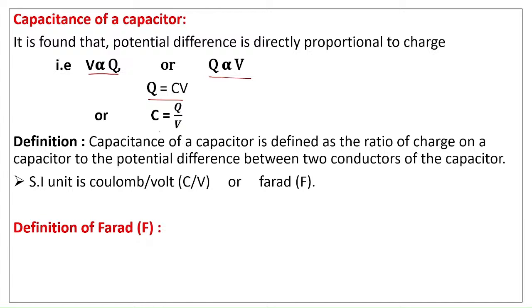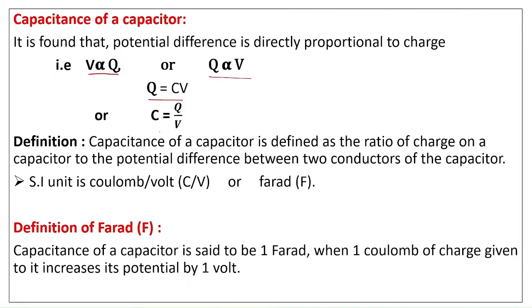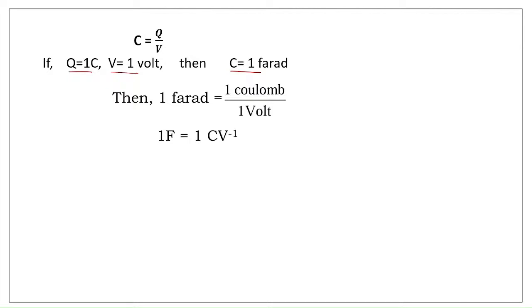Next, definition of farad, denoted by capital F. Capacitance of a capacitor is said to be 1 farad when 1 coulomb of charge given to it increases its potential by 1 volt. That is, C is equal to Q by V. If Q is equal to 1 coulomb, V is equal to 1 volt, then C is equal to 1 farad. Then, 1 farad is equal to 1 coulomb by 1 volt. That is, 1 farad is equal to 1 coulomb per volt.